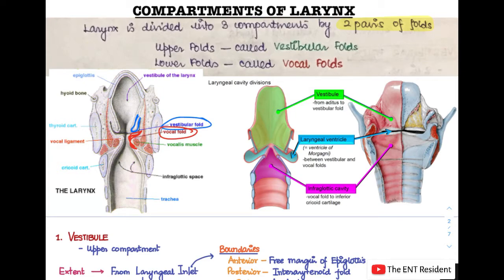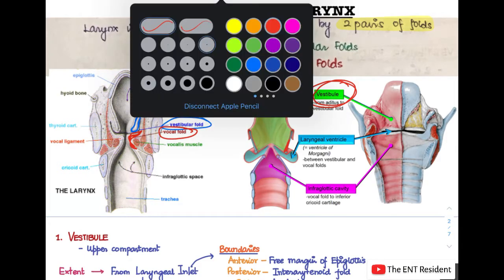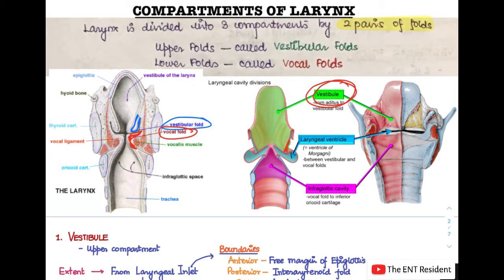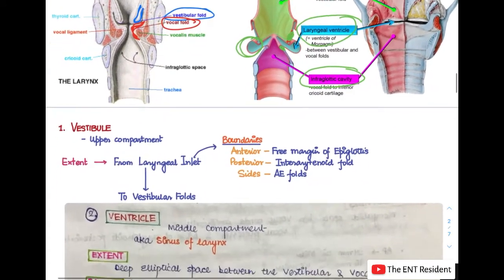The upper compartment, which is lying above the vestibular fold, is the vestibule. The middle compartment, which is lying in between the vestibular fold over here and the vocal fold over here, is the laryngeal ventricle. It is this space over here. And lastly, the part of the larynx which is lying beneath the vocal folds is the infraglottic cavity. So, we will be discussing each of them now.